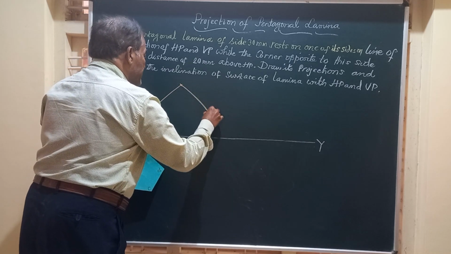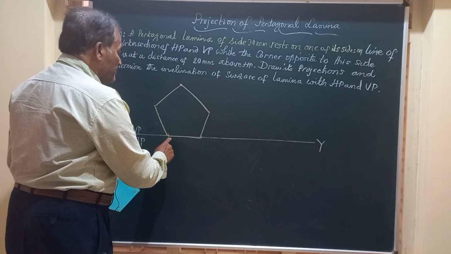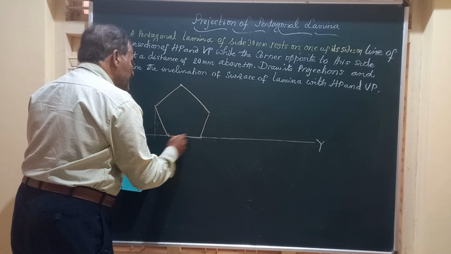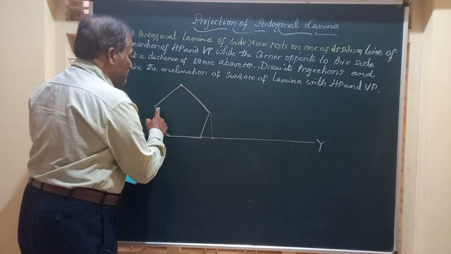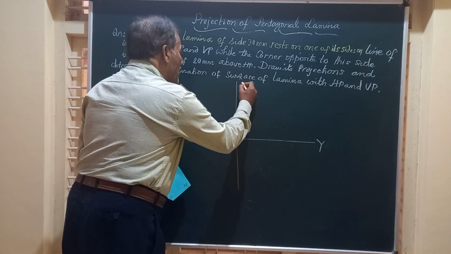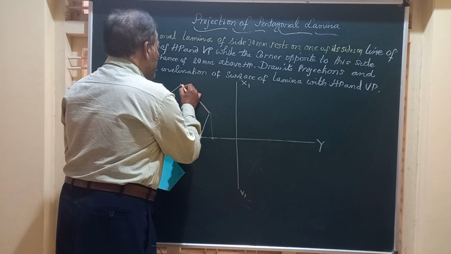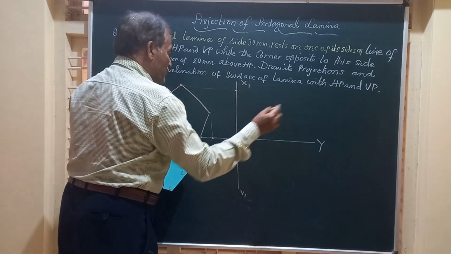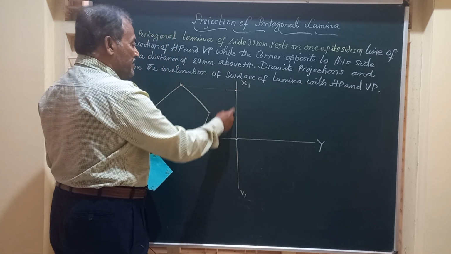So I have drawn a pentagon of side 30 mm. With one of the sides on XY, I obtain the top view. It's going to be a line on this XY of maximum width equal to so much, and obtain the corresponding end view on X1 Y1, which is the line of intersection of VP and, sorry, the right profile plane. Friends, this is how the lamina looks in the side view.